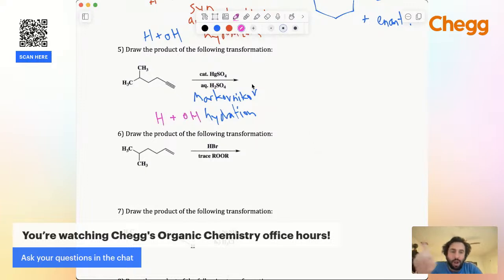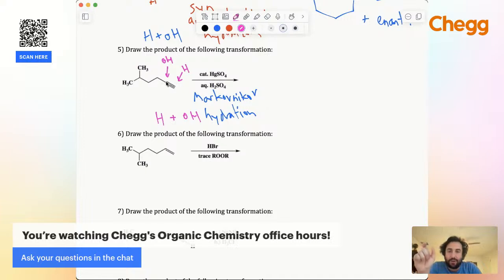And if it is Markovnikov, it means, Joam asked, quickly explain anti-Markovnikov one more time. So yeah, that's what I'm saying right now. So Markovnikov means the more significant group is being added to the more substituted carbon. So that means that OH is going there and H is going there. So that's what Markovnikov means, right?